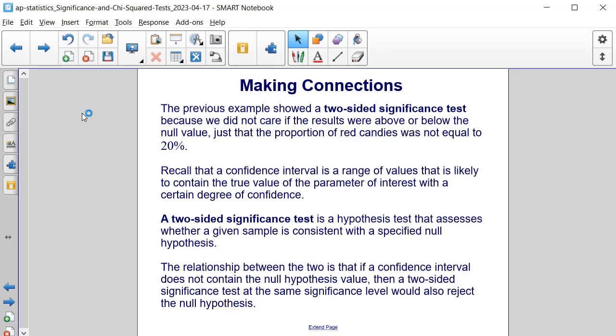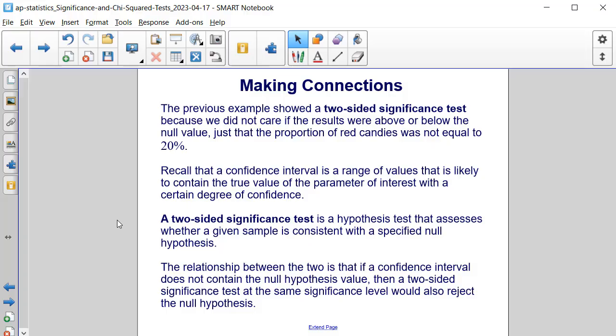Now let's try to make some connections. The previous example showed a two-sided significance test because we did not care if the results were above or below the null value, just that the proportion of red candies was not equal to 20%. Recall that a confidence interval is a range of values that is likely to contain the true value of the parameter of interest with a certain degree of confidence.